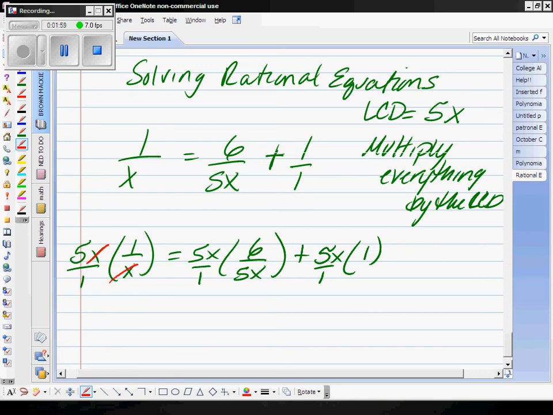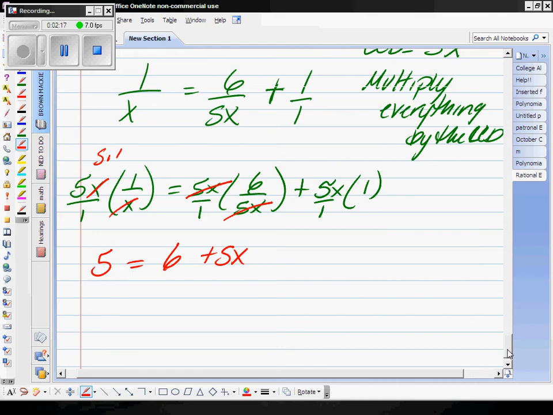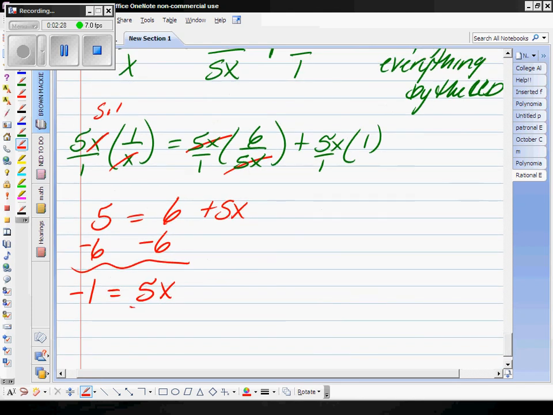So in this case, an x cancels out with an x, so that leaves me with 5 times 1, which will just be 5, equals to, in this case, the 5x and the 5x cancel out, so that leaves me with 6, and 5x times 1 is just plus 5x. Now this looks a whole lot simpler to solve for the equation. So now I get to subtract the 6 from both sides, and that leaves me with -1 equals to 5x. Now what's left to do? Divide both sides by 5, and x equals to -1 over 5.